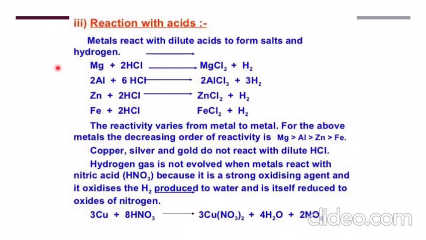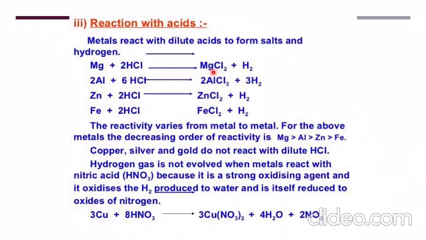So again, we can start first of all with sodium and potassium. When potassium reacts with HCl, there is formation of KCl, potassium chloride, plus hydrogen gas. Similarly, sodium: Na plus HCl gives NaCl plus hydrogen gas. So sodium and potassium react violently with dilute hydrochloric acid, forming their chlorides along with evolution of hydrogen gas.